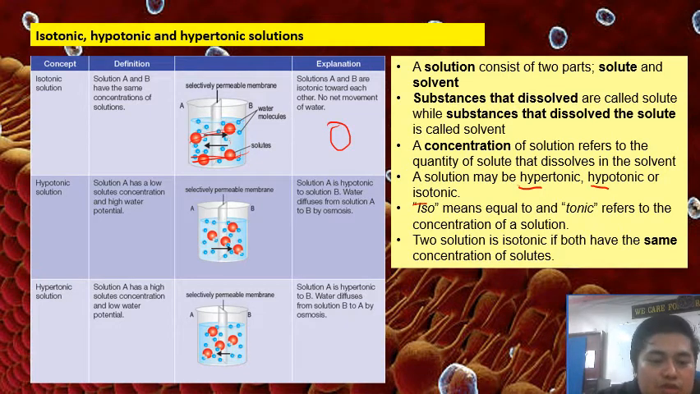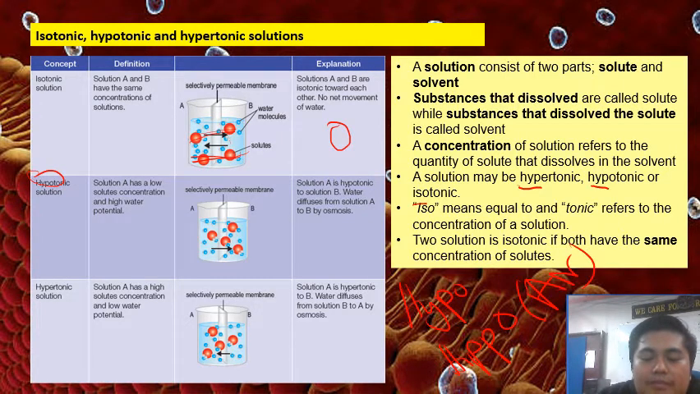Bila hypotonic solution, ingat hypo, kita ingat hipo. Hipo tu apa? Badak air. Badak air duduk kat mana? Dalam air. So bila duduk dalam air dia banyak. So solution A has a low solute concentration and high water potential. Bila dia punya solute dia rendah, dia punya water potential dia akan tinggi. So solution A is hypotonic to solution B.